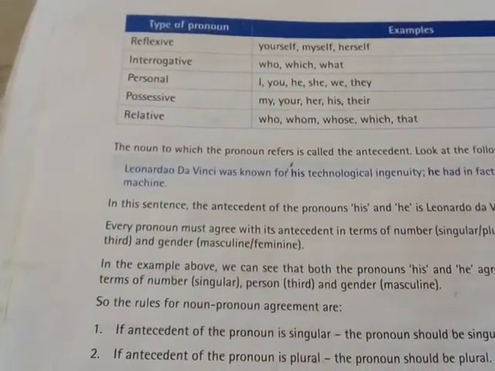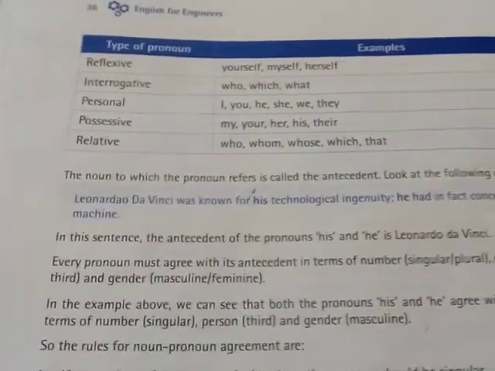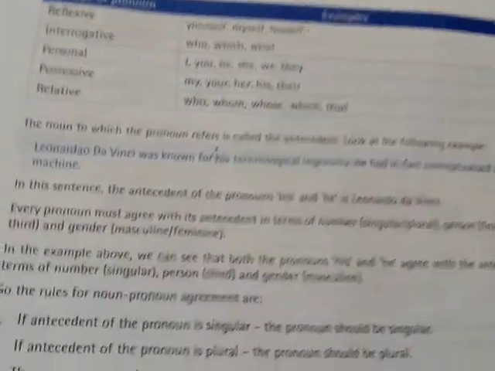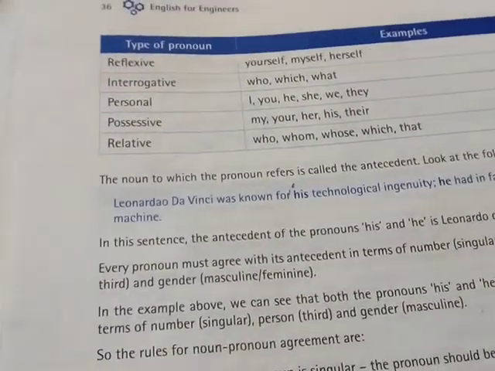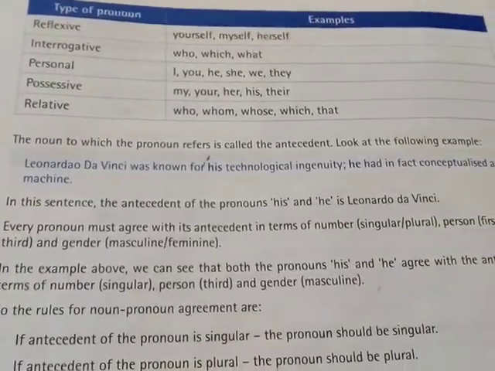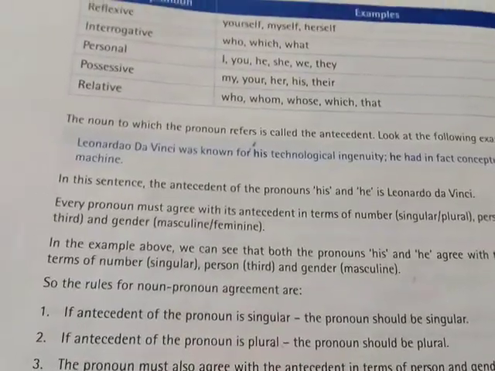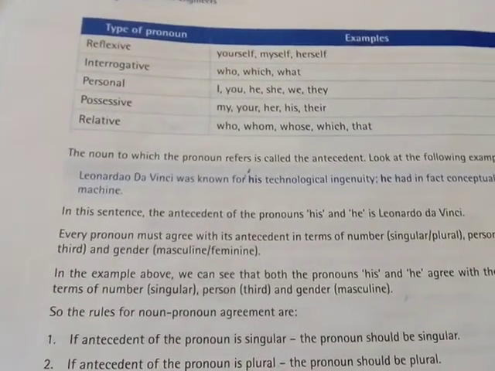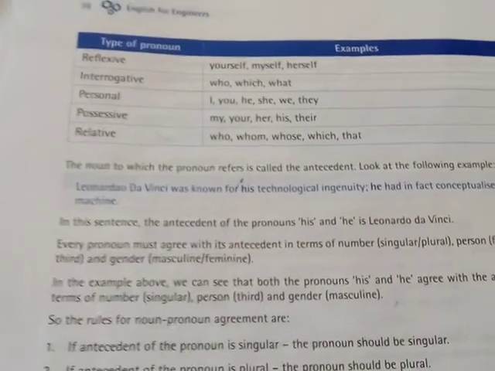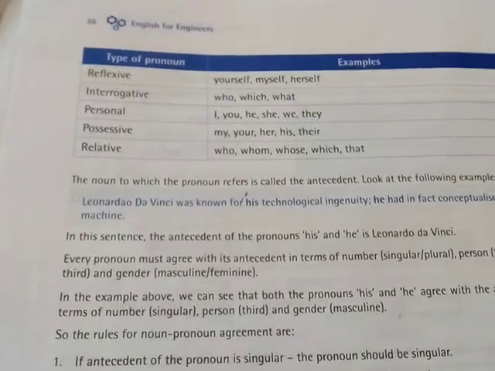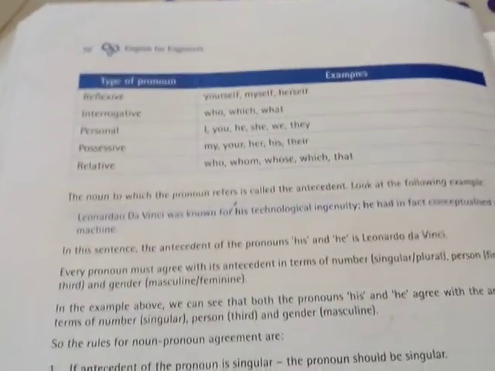The noun to which the pronoun refers is called the antecedent. Look at the following example. For example, Leonardo da Vinci was known for his technological ingenuity. He had, in fact, conceptualized a flying machine. In this sentence, the antecedent of the pronouns his and he is Leonardo da Vinci. So this is what you can understand as antecedents.